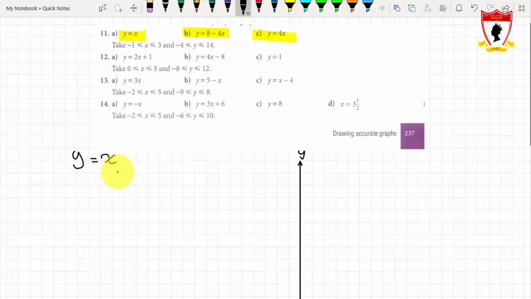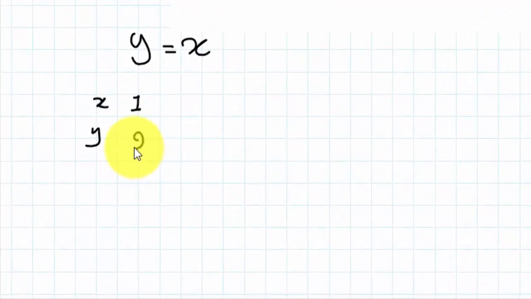Now question 11, the first equation is y equals x. To draw the graph of y equals x, if you can memorize this, it's just one perfectly diagonal straight line, or a table can help: x values, y values. If x is equal to 1, y is also equal to 1, because the equation is y is equal to x. If x is equal to 2, y is also 2, and so on.